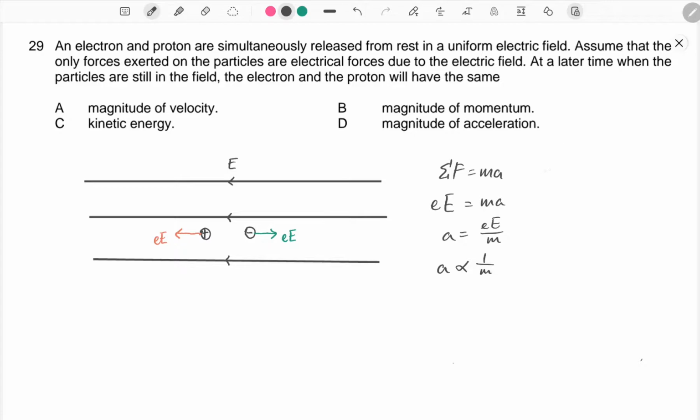Then that will mean that a while later they wouldn't have the same acceleration, and certainly they wouldn't have the same velocity. So A and D are out.